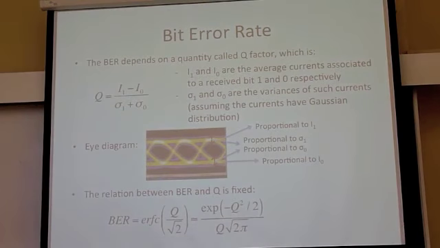So, bit error rate. In an optical system, bit error rate is related to something called the Q factor. Q could stand for quality, it doesn't matter, quality factor. This depends on this formula, where I1 is the current that you receive, associated with the average current for one bit, so bit number 1, when you have a pulse, for example.